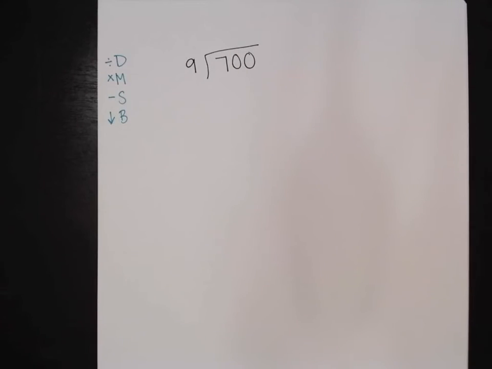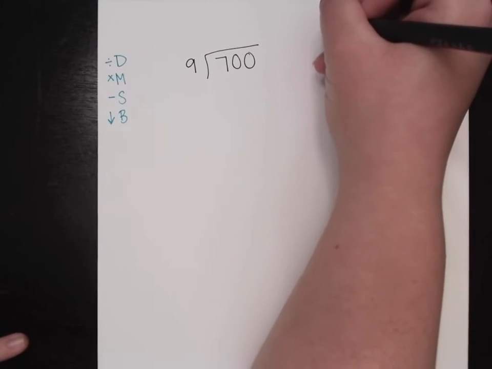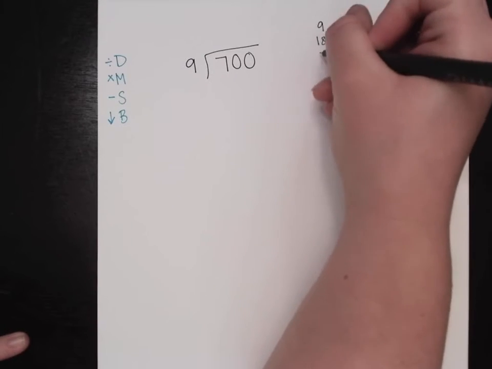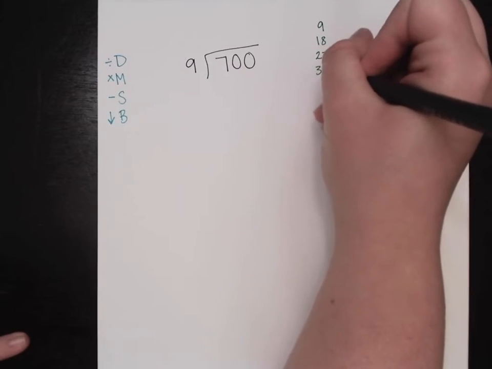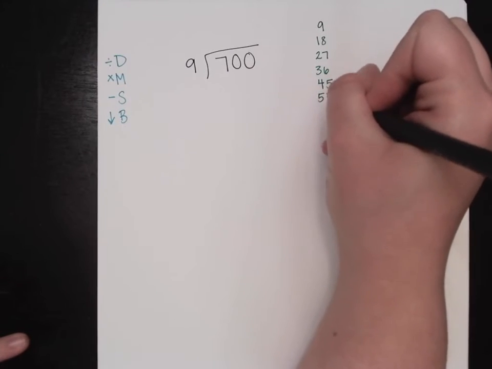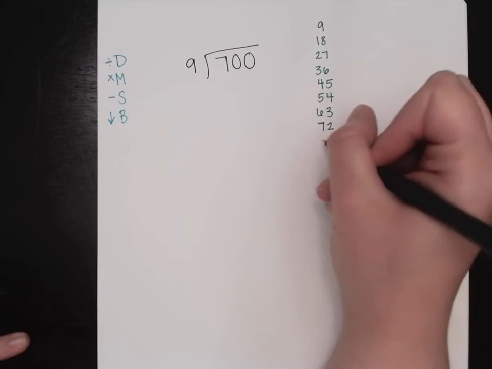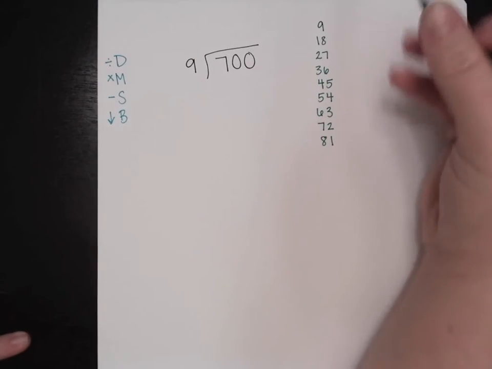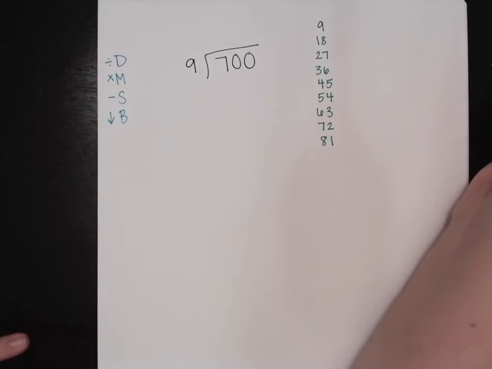And then on the right, we're going to write our multiples of our divisor. Our divisor in this case is 9. Remember, you only have to go to the 9th multiple. So 9, 18, 27, 36, 45, 54, 63, 72, 81. So this is 9 times 1, 9 times 2, 9 times 3, all the way to 9 times 9.